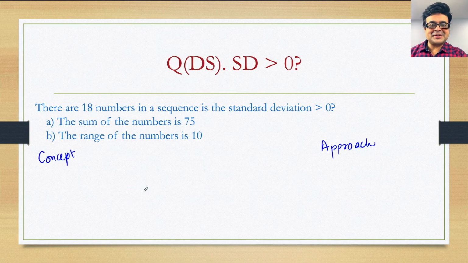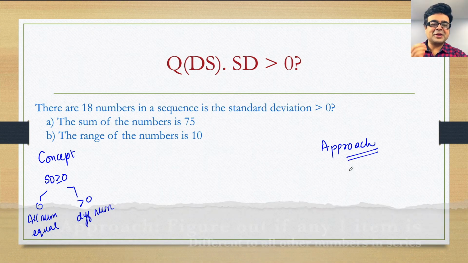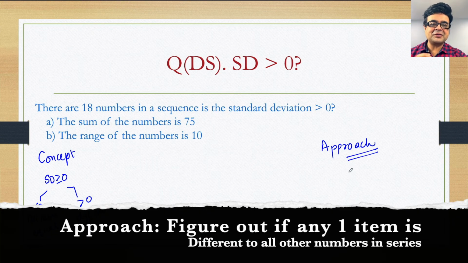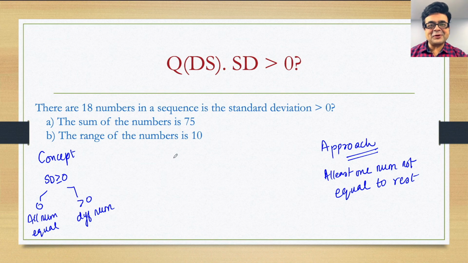Okay. So as I said before, the concept here is very easy. The concept here says that standard deviation is always greater than or equal to 0. It is equal to 0 when all the numbers are equal, and it is greater than 0 when even a single number is different than all the other numbers, right? The approach to solve this is to figure out if there is at least one number that is not equal to the rest of the series. If you are able to find that, then you know that the standard deviation has to be greater than 0.